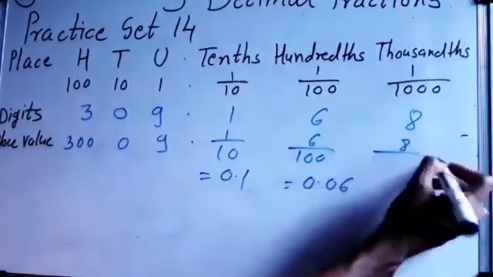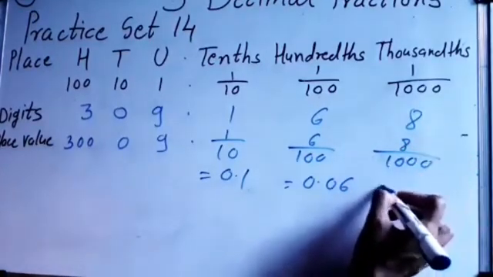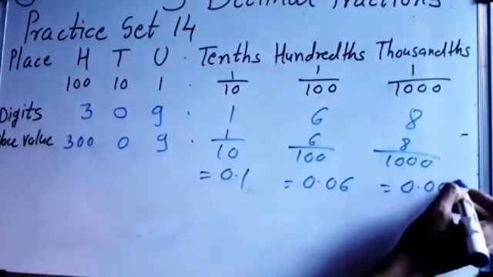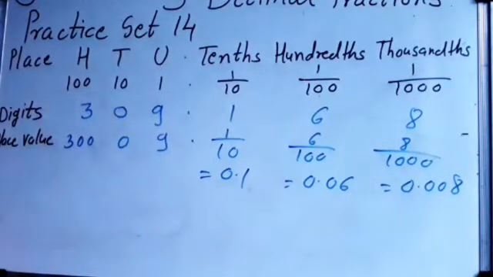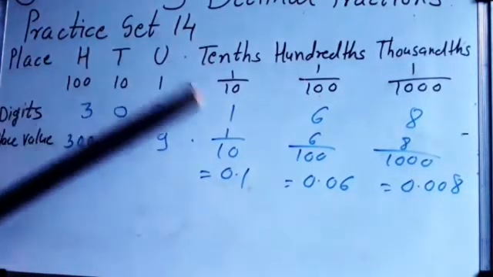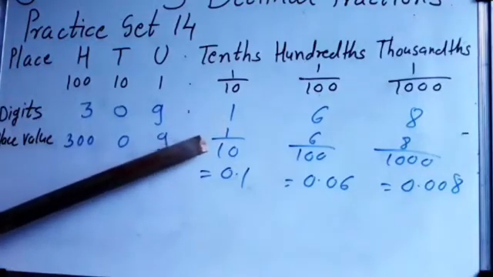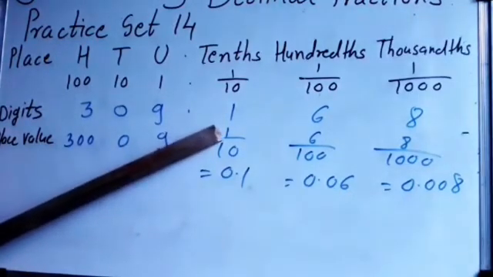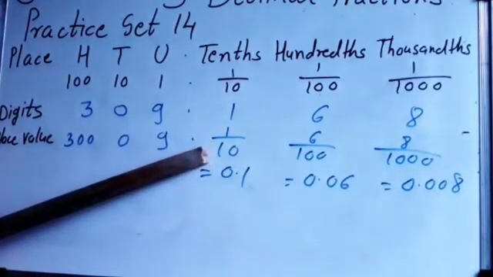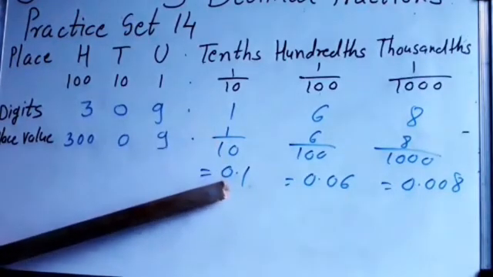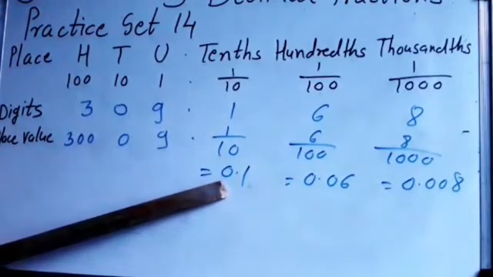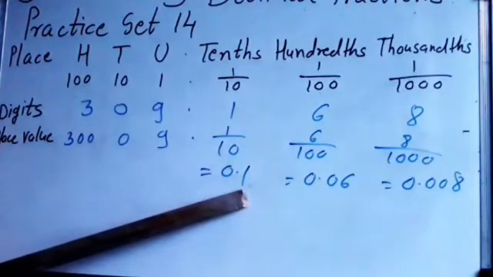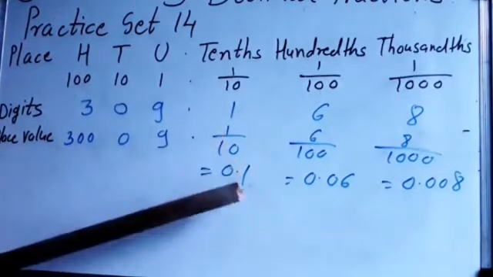And here 8 upon 1000, that means 0.008. Okay, see what I have done. The tenths place, that means the place value of 1 is 1 upon 10, and 1 upon 10 we can write as 0.1. After the decimal point only one digit will come, because on 1 there is one 0.